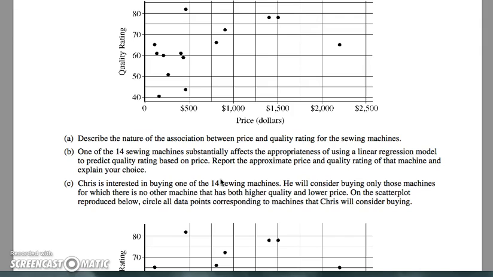C. Chris is interested in buying one of the 14 sewing machines. He will consider buying only those machines for which there is no other machine that has both higher quality and lower price. On the scatter plot reproduced below, circle all the data points corresponding to the machines that Chris will be considering buying.